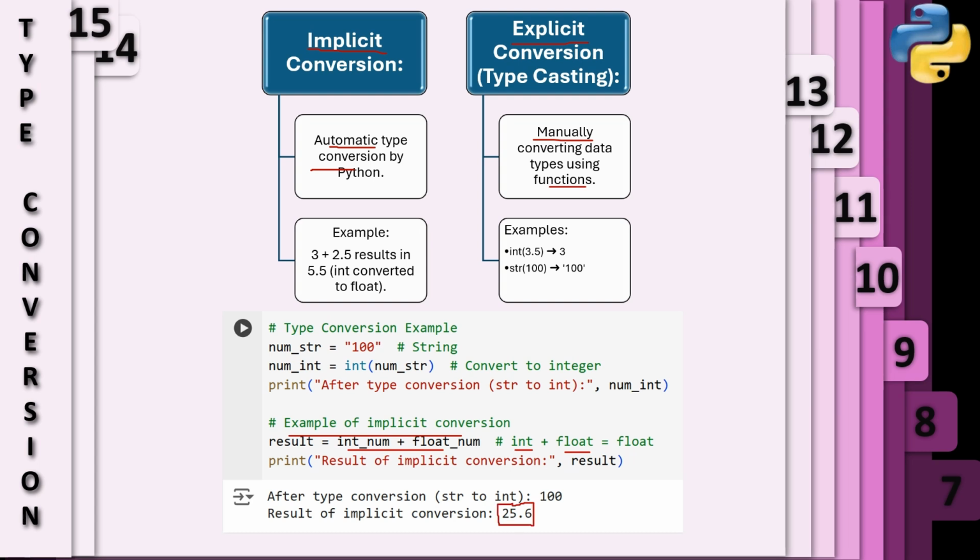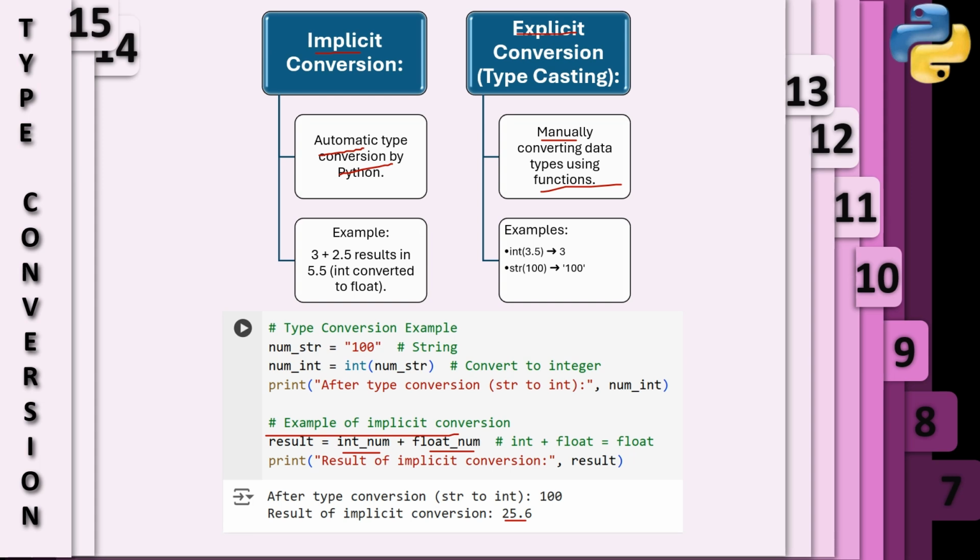Explicit conversion is also known as typecasting. This is useful when you need to ensure that the value is of a specific type. Common functions used for explicit typecasting include int, float, string, and boolean.